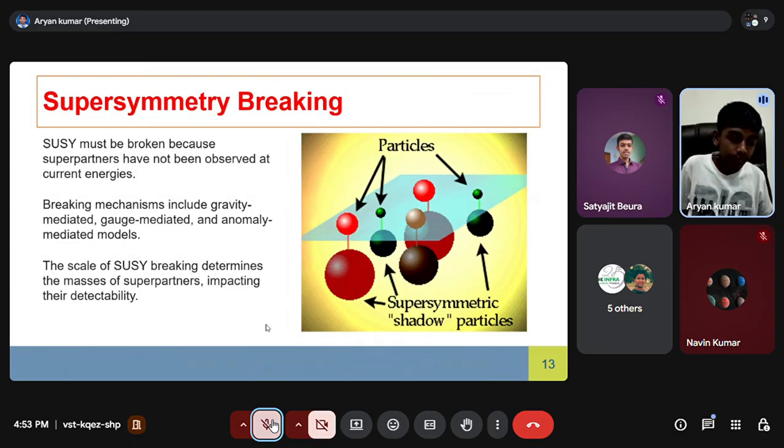If that happens, the universe would have no structure, because protons would just decay. So why is that not happening? Because our universe is breaking this supersymmetry.